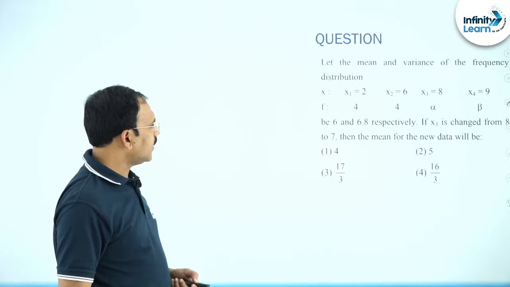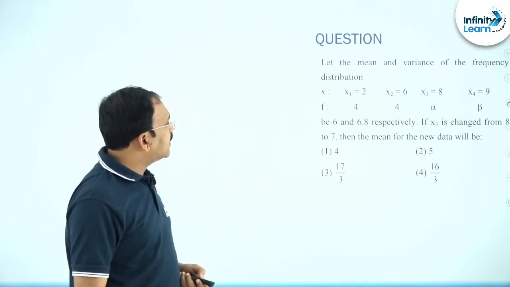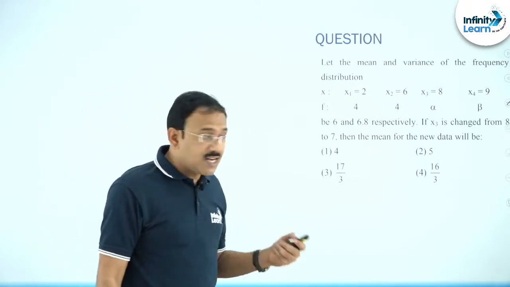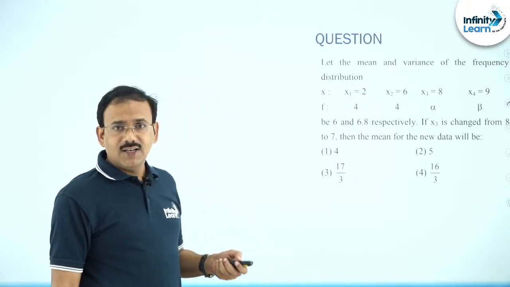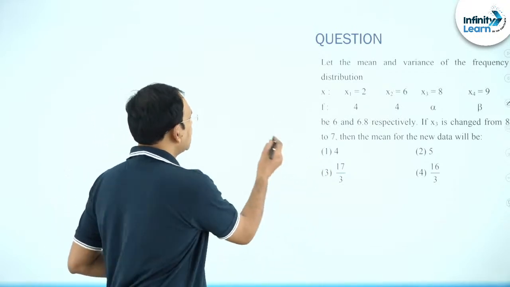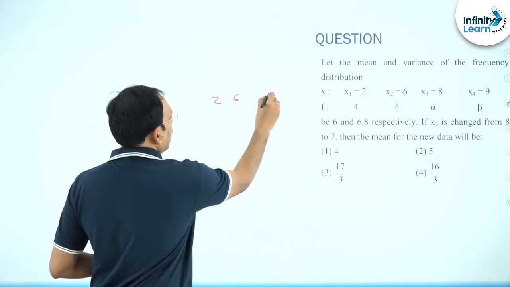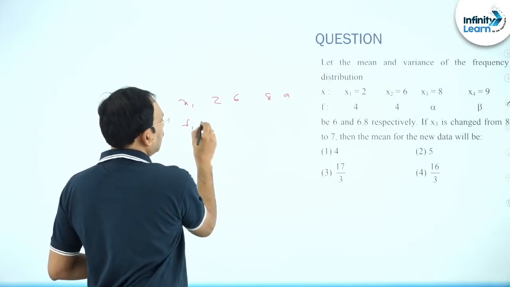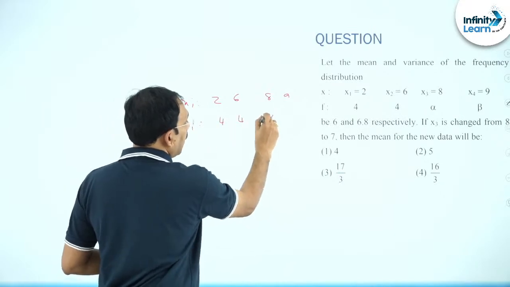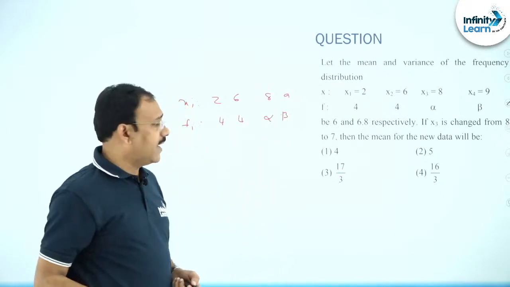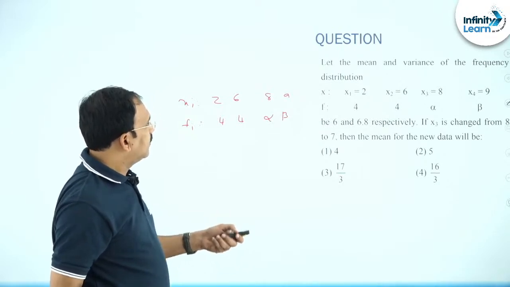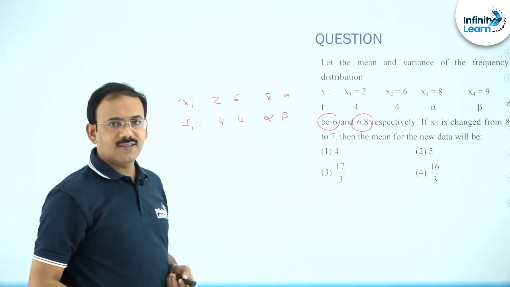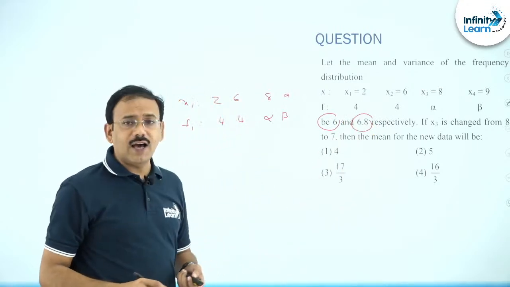Fine. You see this question dear students: let the mean and variance of the frequency distribution, it is a discrete series, not an individual series, with xi like 2, 6, 8, 9, and frequencies like 4, 4, alpha, beta, two unknowns again. He has given the mean 6, variance 6.8. From this can't you find alpha and beta?